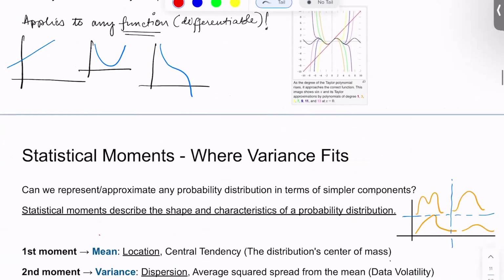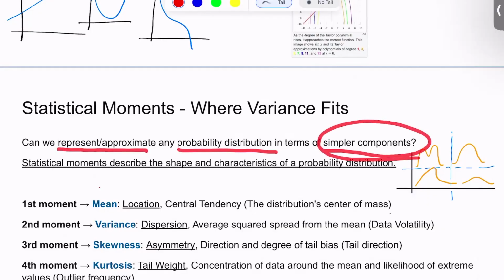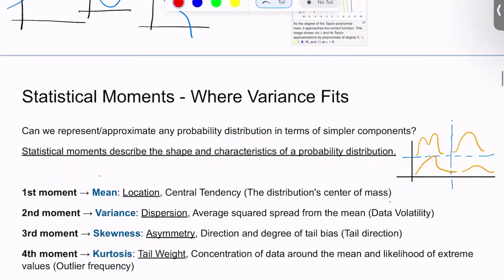Now, can we apply the same concepts for probability distributions? Can we represent or approximate any probability distribution in terms of simpler components? So statistical moments are the ones that can describe the shape and the characteristics of a probability distribution. I would suggest, for this video as well as for the subsequent topics that we're going to discuss, that we try to expand our understanding of what the shape of a distribution would look like.